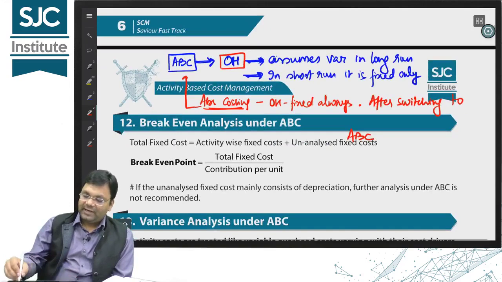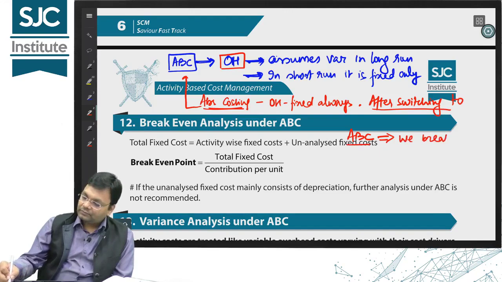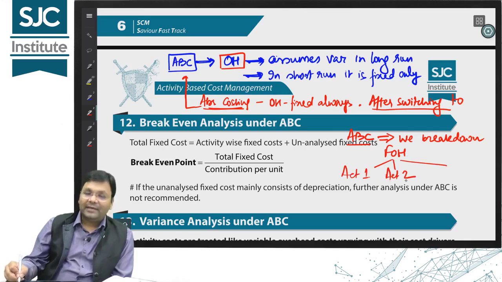After switching to ABC, what will happen? We analyze and break down our fixed overheads into multiple activities, activity 1, activity 2, right? And in some cases it may be possible that we have not taken the breakup of the entire fixed overhead.